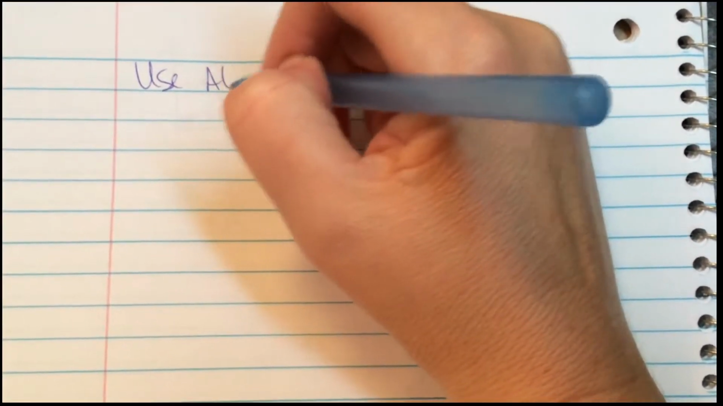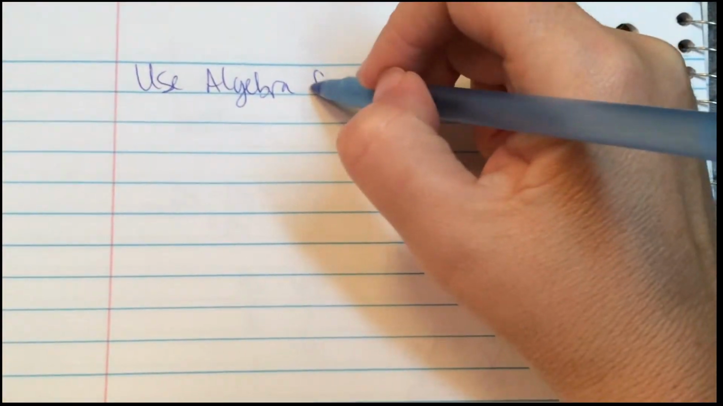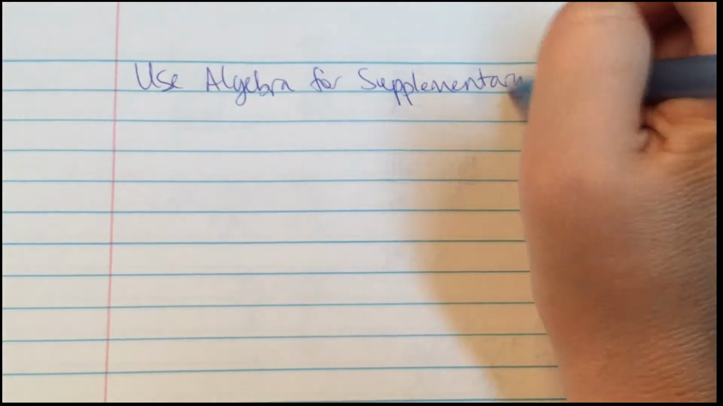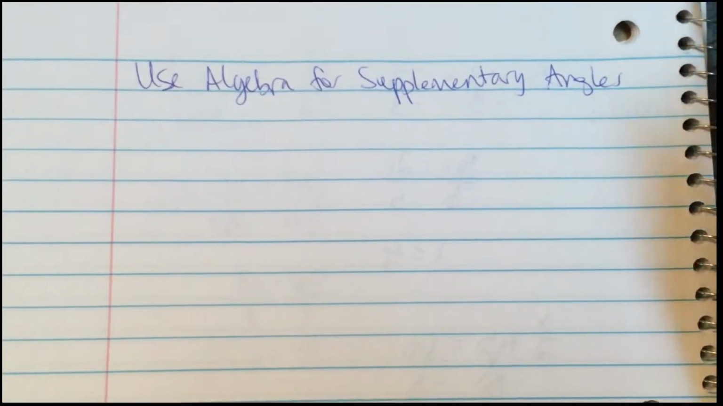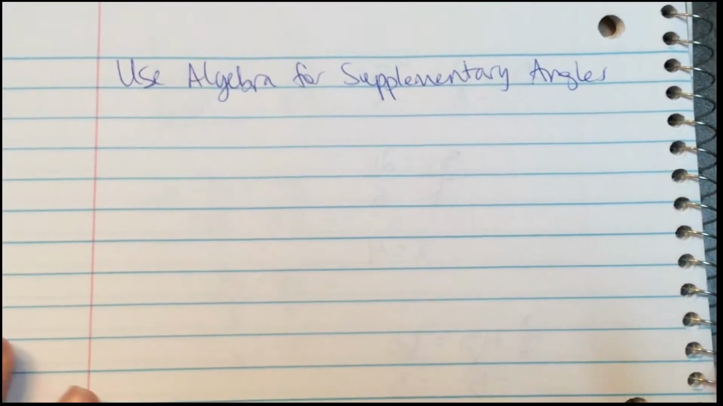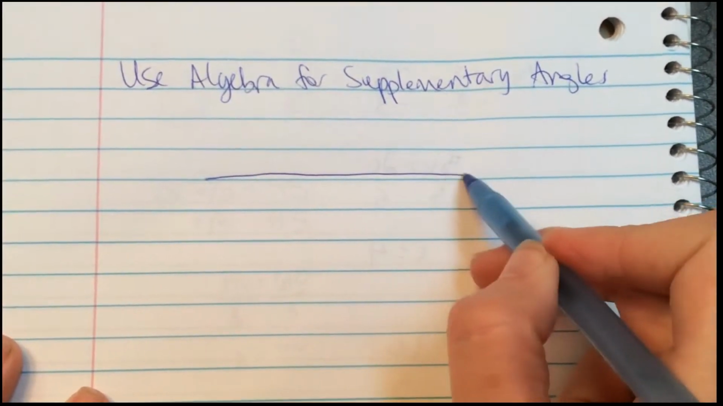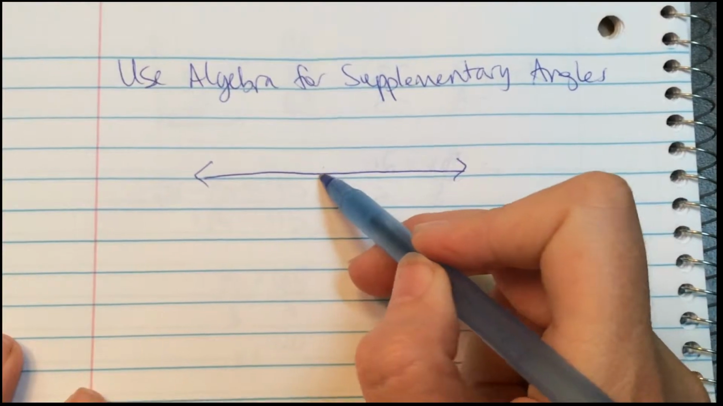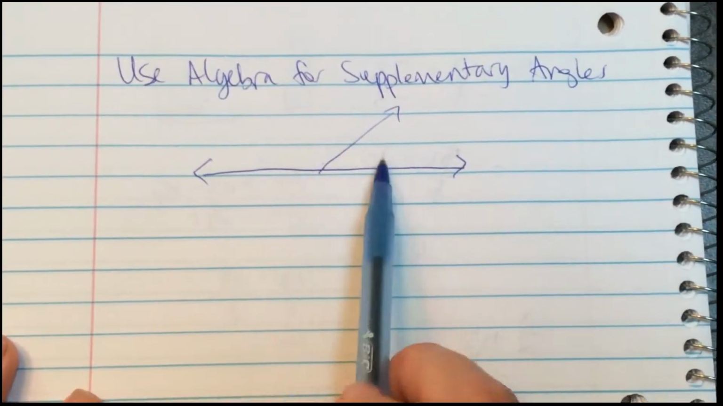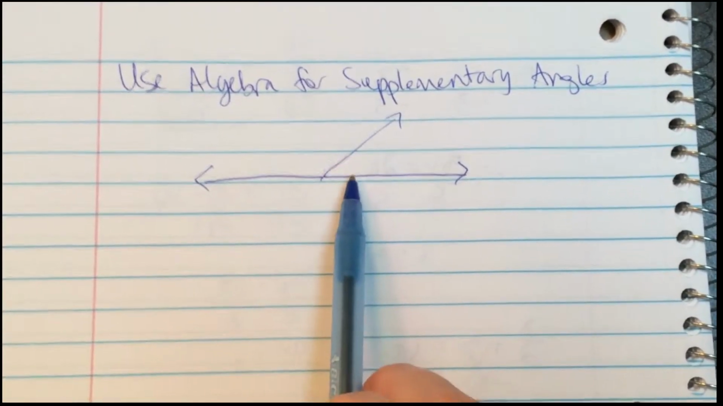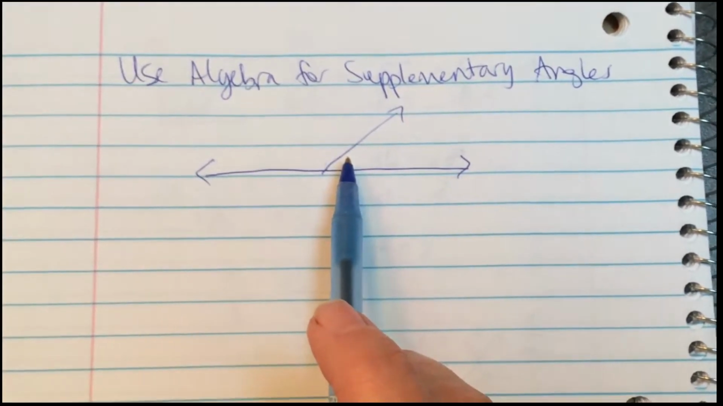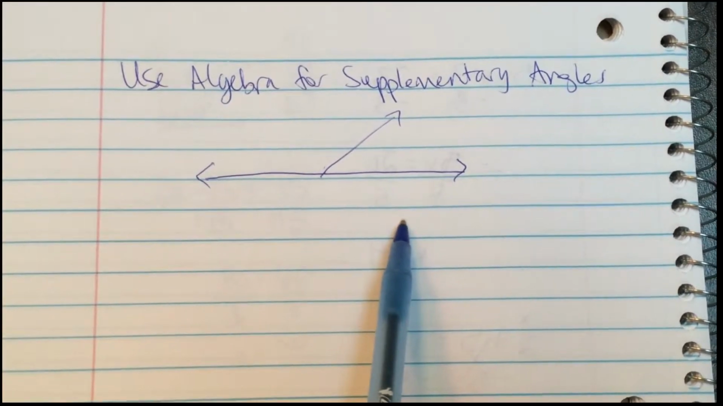In this video, we're going to use algebra for supplementary angles. All right, so let's do a practice one like we've been doing. So we have a straight angle, which is 180 degrees, and then we cut it somewhere and we create two angles that then add up to the 180, which makes them supplementary, and it also makes them a linear pair.